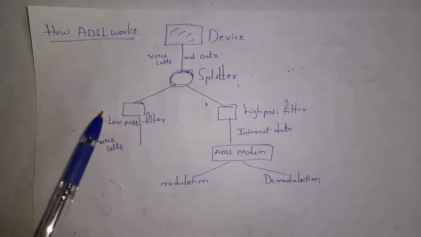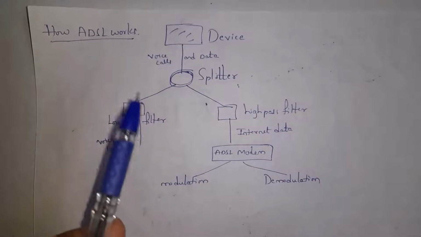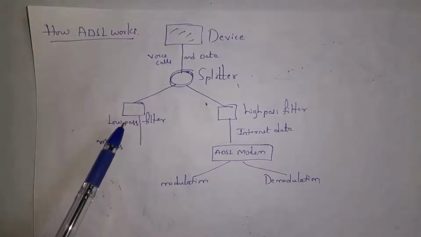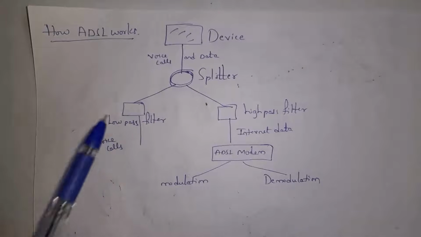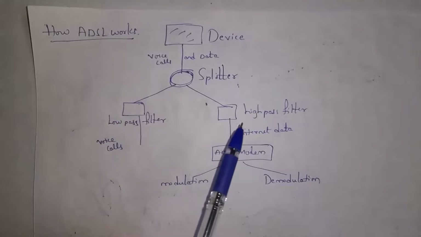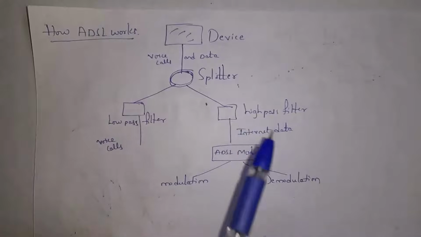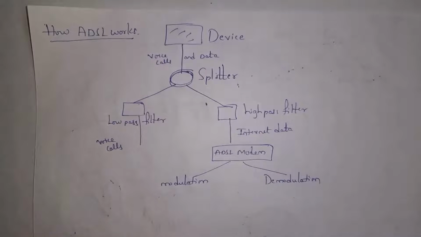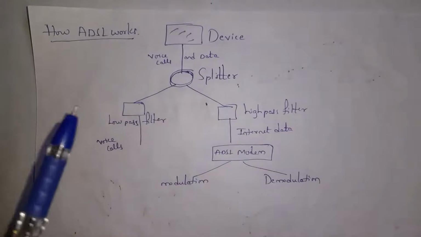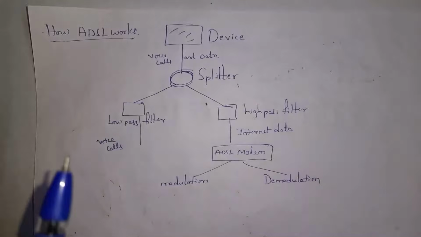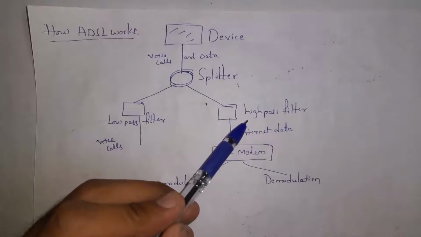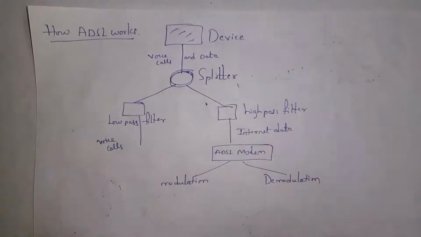The splitter device contains a low pass filter and a high pass filter. These filters are electronic components that are present inside the splitter device. The low pass filter will take low frequency voice calls and then it will block high frequency data. And similarly, the high pass filter will take high frequency data and then it will block low frequency voice calls. So the low pass filter will take only voice calls and the high pass filter will take only internet data. Because of the low pass filter and high pass filter, there will not be any noise in voice calls and data transfer. Whenever the high pass filter takes internet data, further it will transfer that internet data to the ADSL modem.